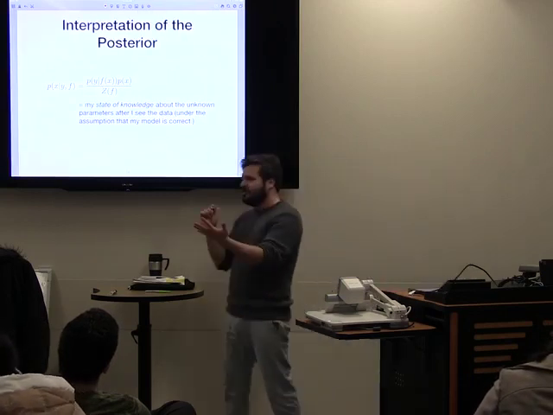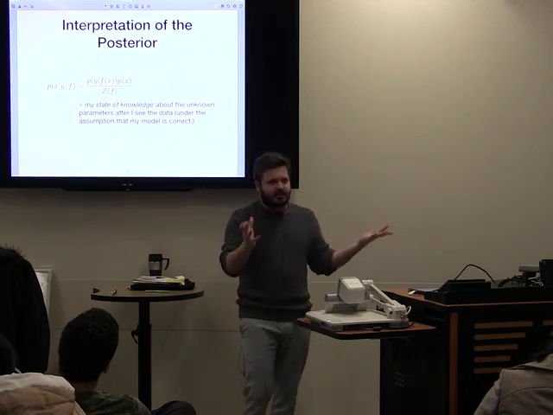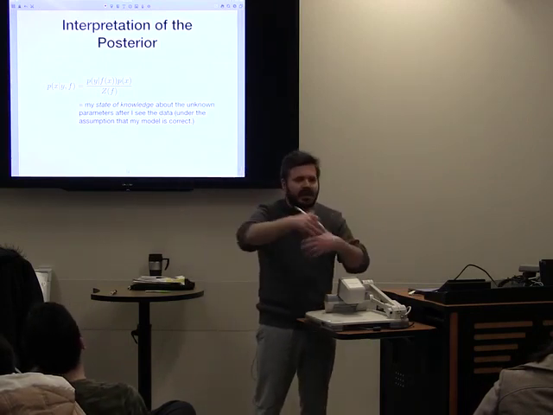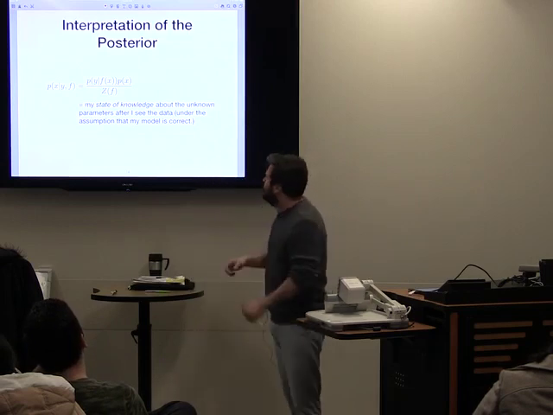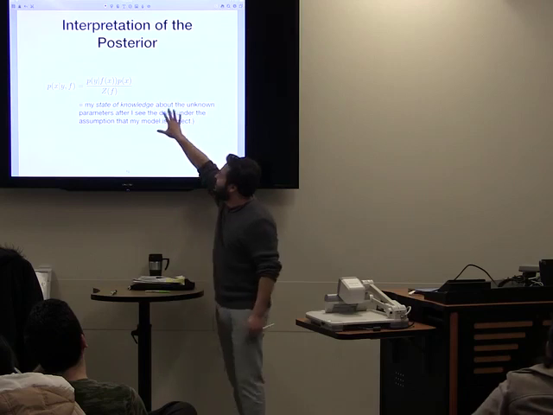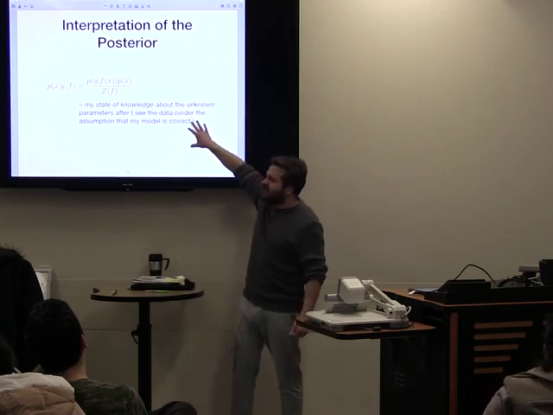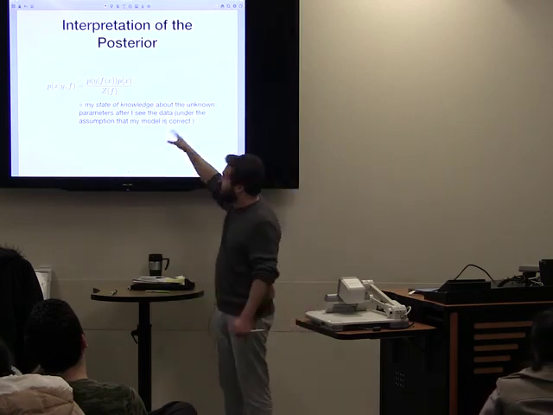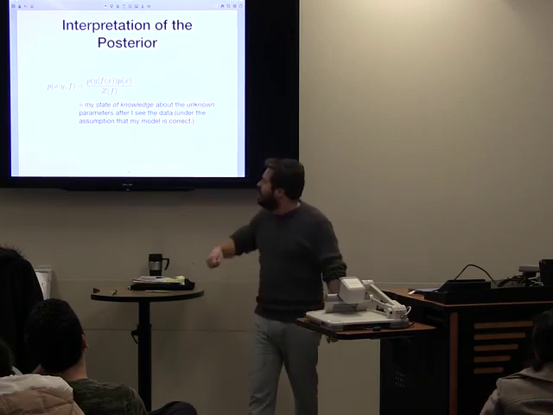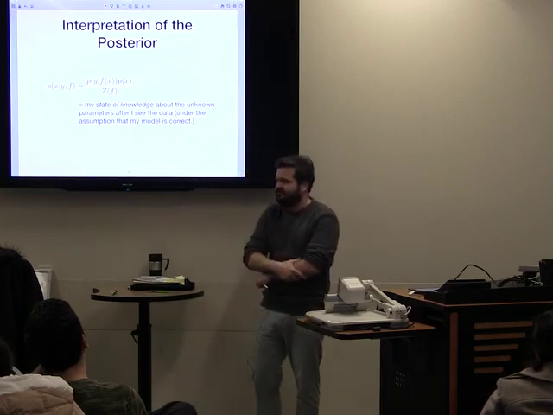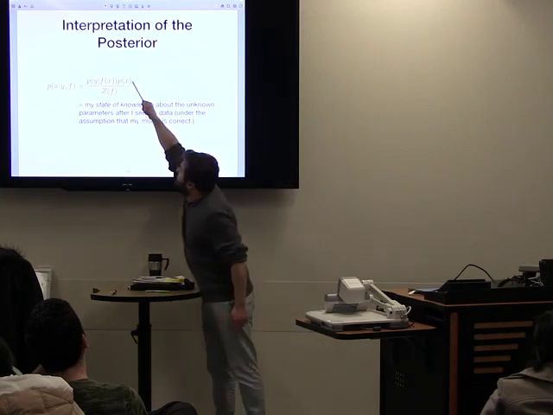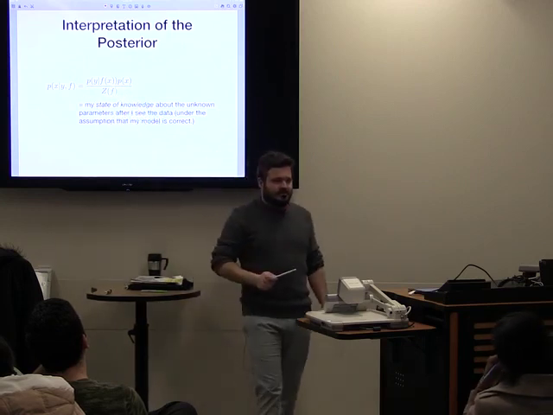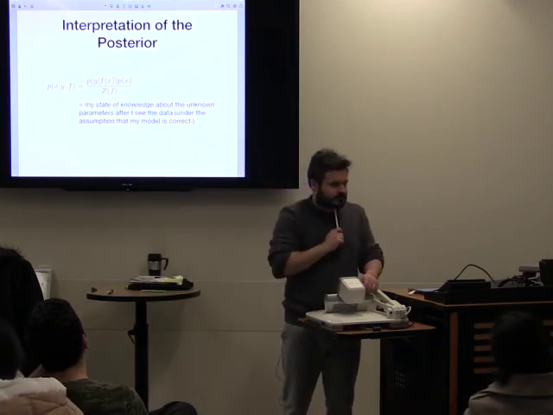Interpretation of the posterior. Once you have the prior and the likelihood, the solution of the inverse problem is this: likelihood times prior divided by that normalization constant. That's it. So how do you interpret it? It is your state of knowledge about the unknown parameters, assuming that your model is correct, of course, after you have seen the data. This is how you interpret it. You started with this state of knowledge, P of x, and through the likelihood, you updated it.